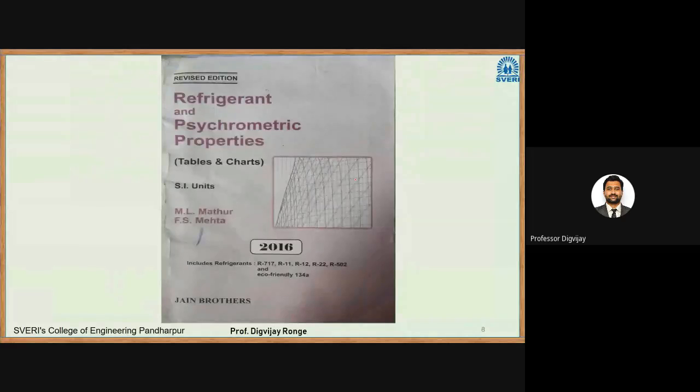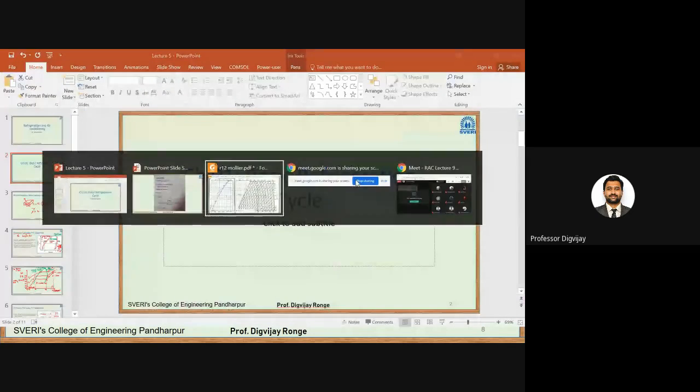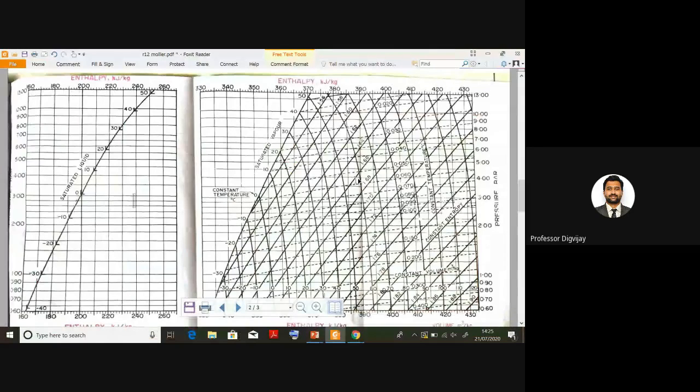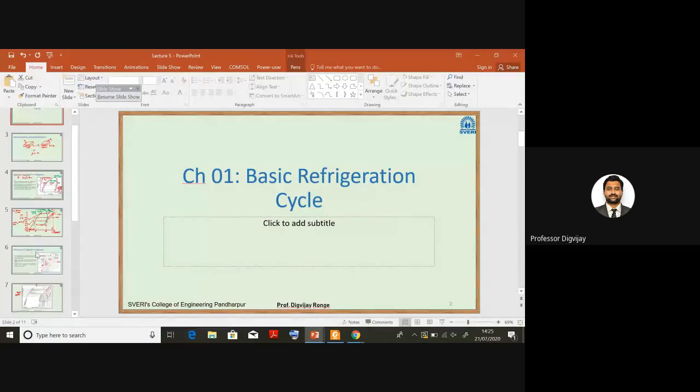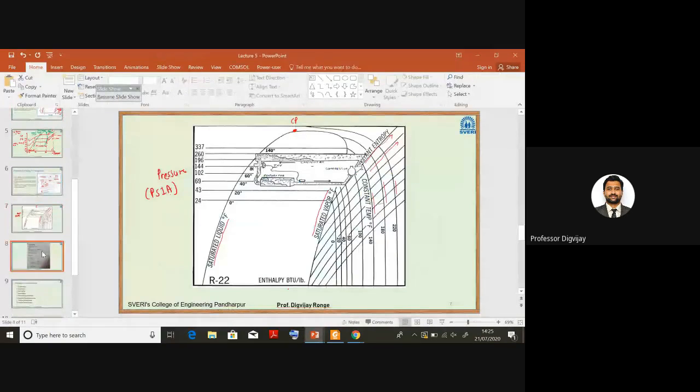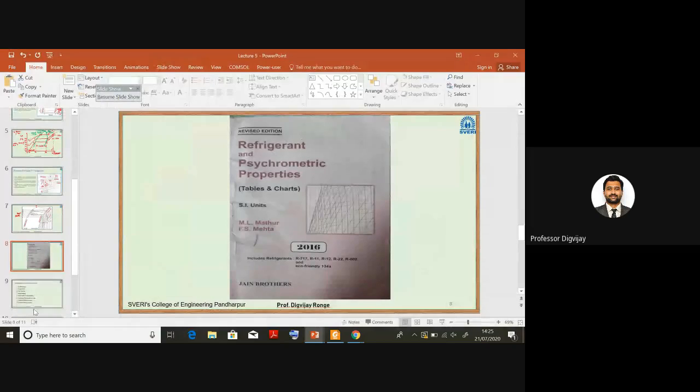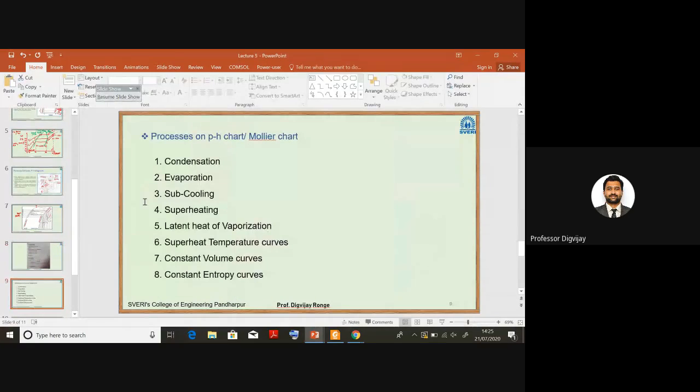Then I showed you the commercial diagram, what we use, from that book. This diagram I showed you is available in that book. This is a pH diagram, and I showed you the table also. So I request you again to buy this book, and we saw some processes on it. Okay, so that's it for today.